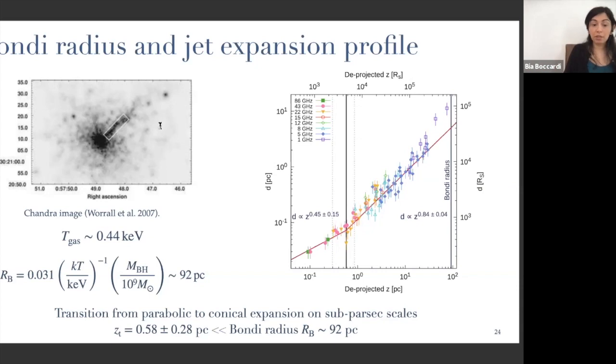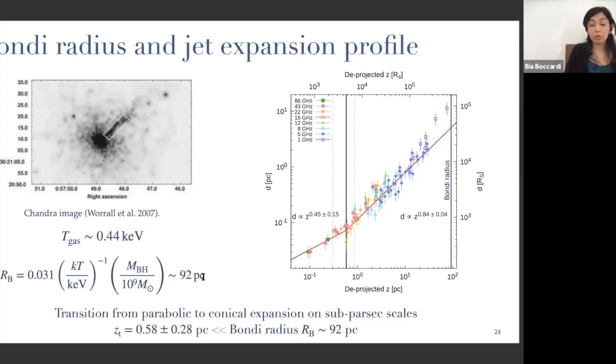Here you can see a Chandra image of the source. The jet actually shines in X-rays, so we don't only see a nucleus, but also an X-ray jet. And therefore, we have assumed the temperature of the hot gas in the surroundings of the nuclear region to determine the extent of the Bondi radius, which is of the order of 92 parsecs.